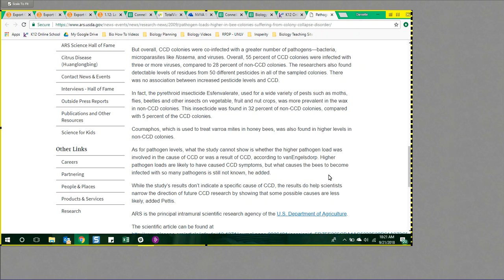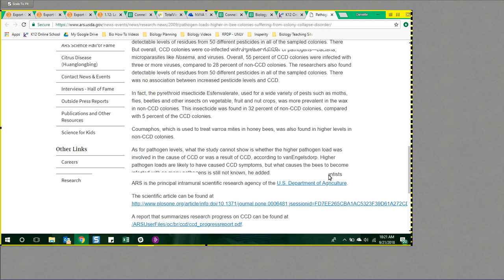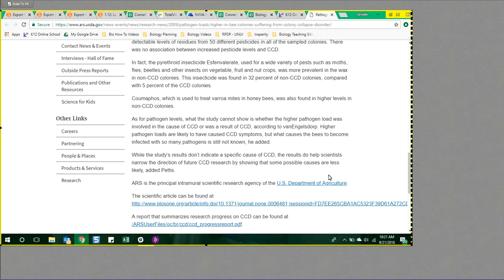As for pathogen levels, what the study cannot show is whether the higher pathogen load was involved in the cause of CCD or was a result of CCD, according to vanEngelsdorp. Higher pathogen loads are likely to have caused CCD symptoms, but what causes the bees to become infected with so many pathogens is still not known, he added. While the study's results don't indicate a specific cause of CCD, the results do help scientists narrow the direction of future CCD research by showing that some possible causes are less likely.